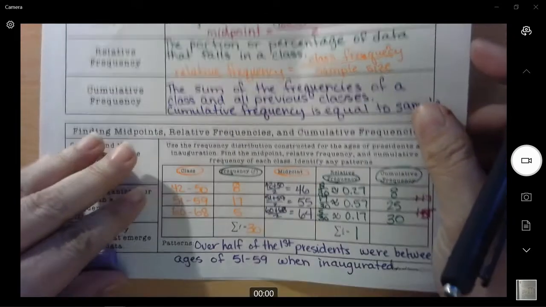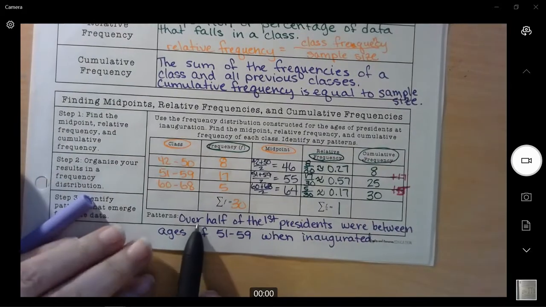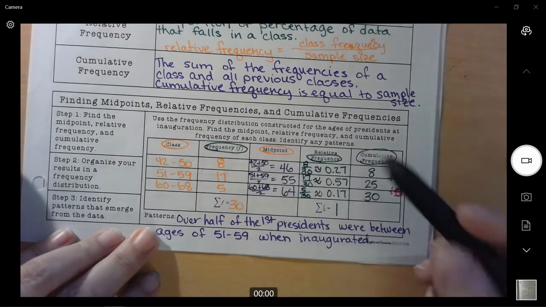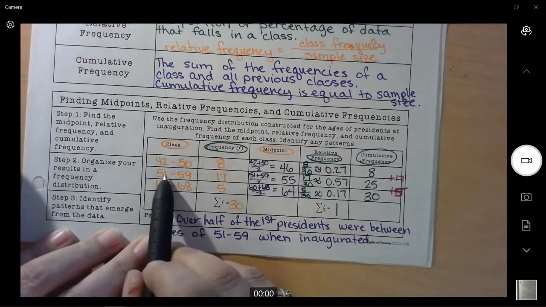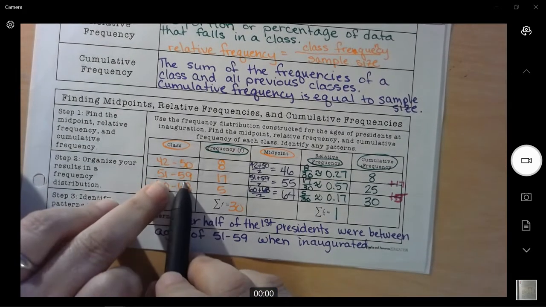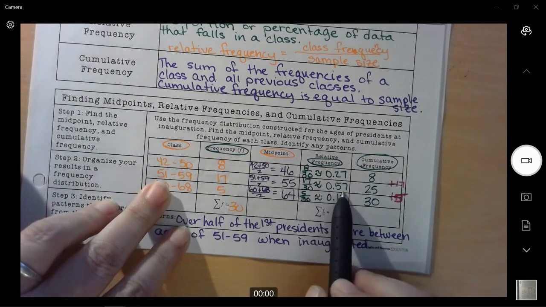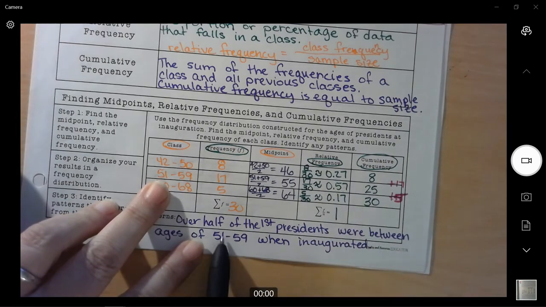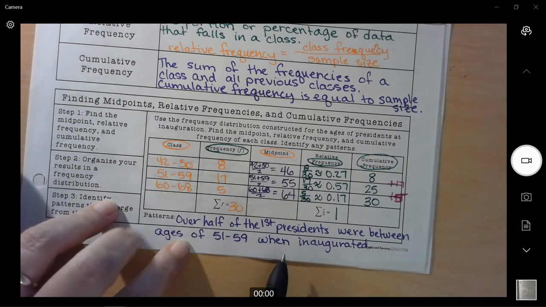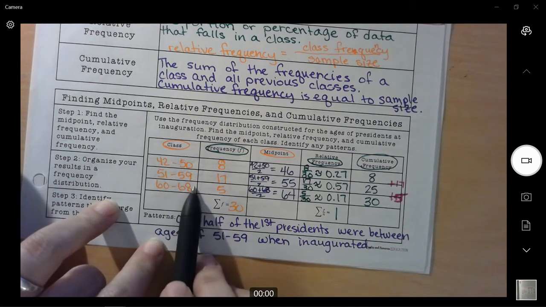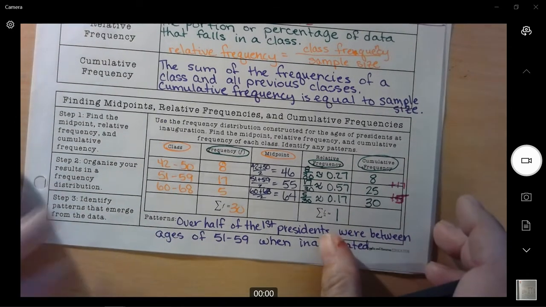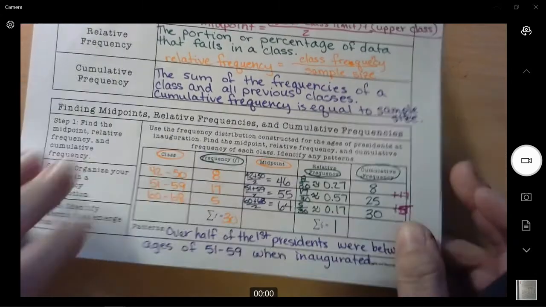Okay, and then for the pattern, we want to look at over half of the first presidents, because they were talking about presidents here, were between the ages of 51 and 59. So between 51 and 59 years old, 57.57 or 57% were at the age of 51 to 59 when they were inaugurated, in other words, became president. Okay, so that's a way to get organization.